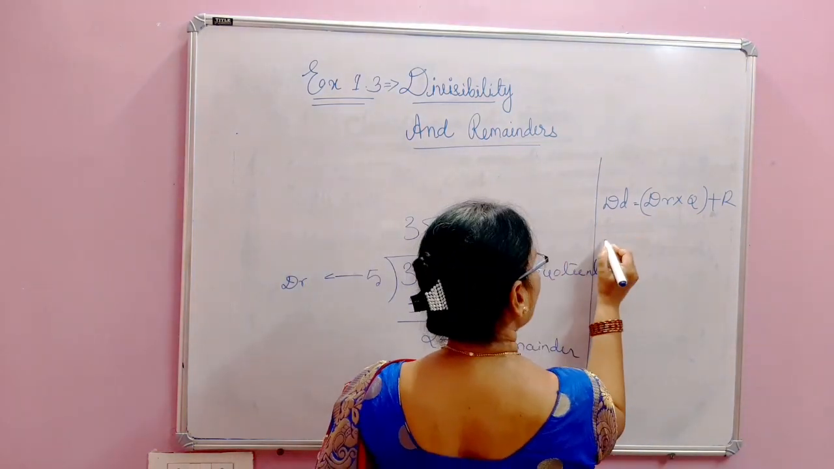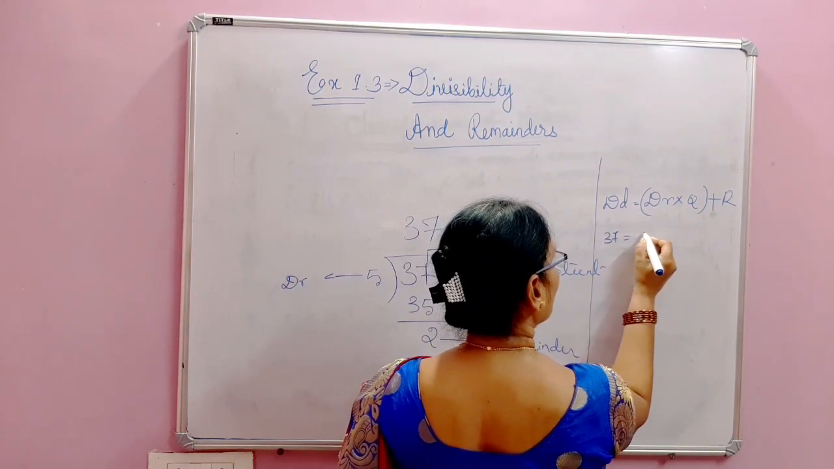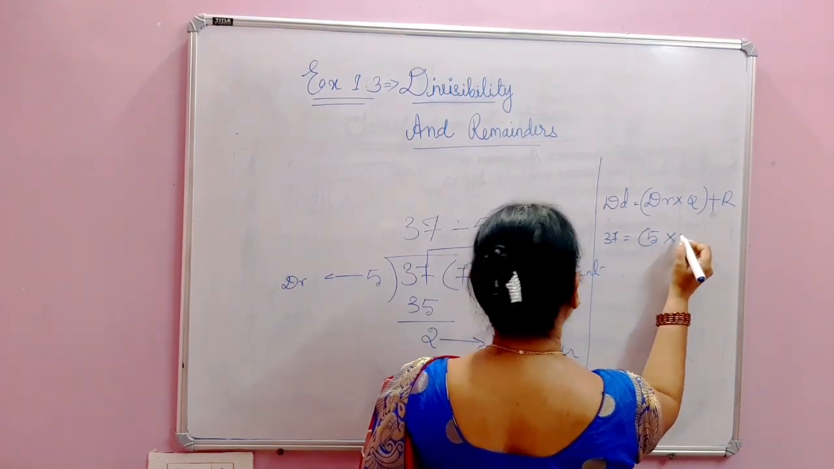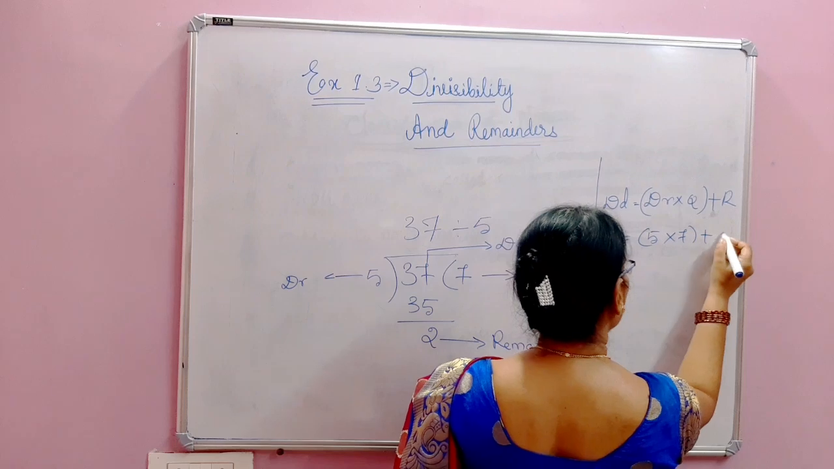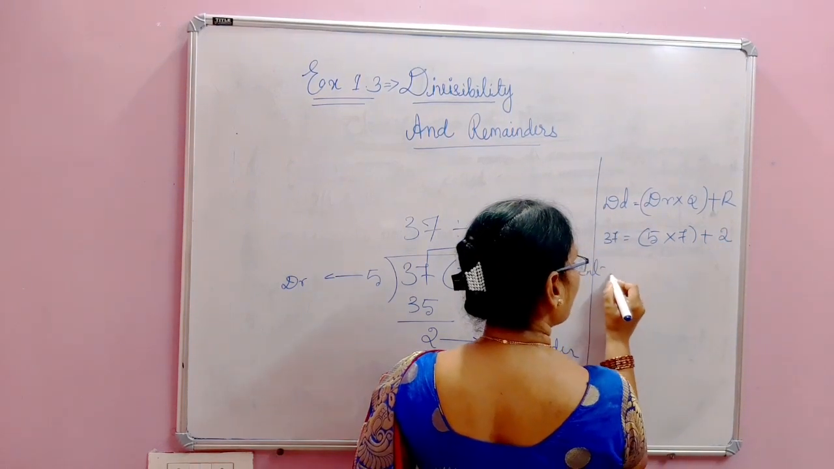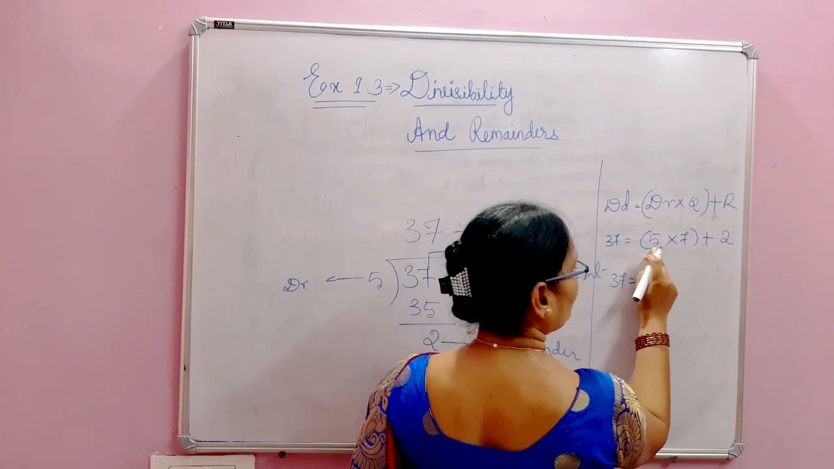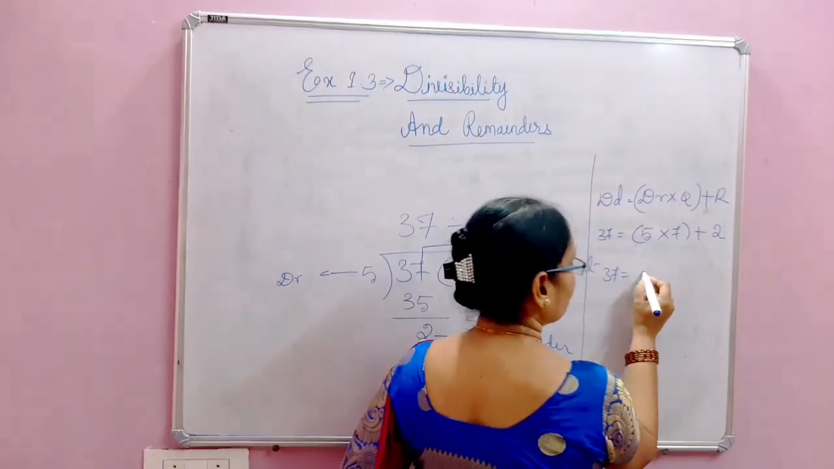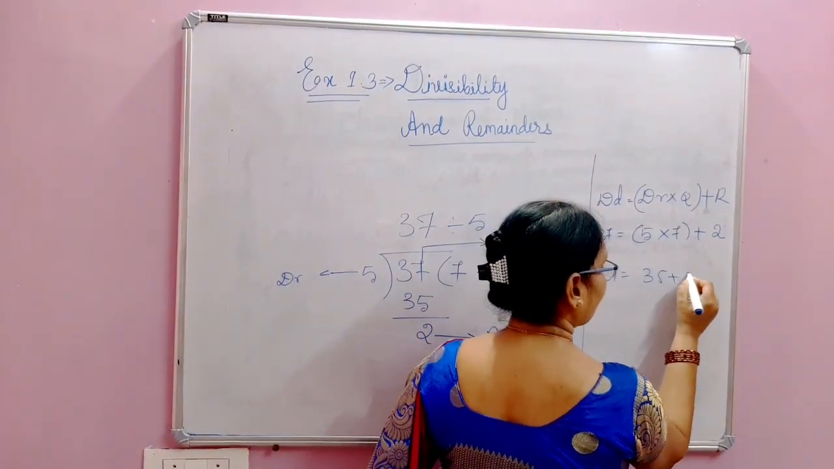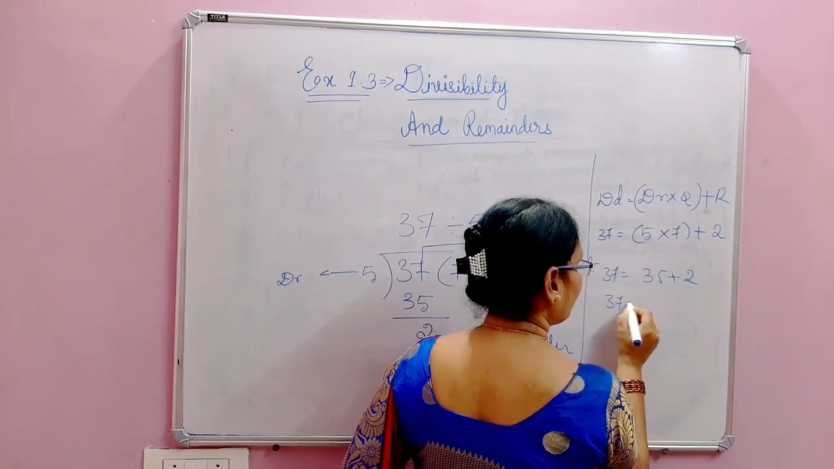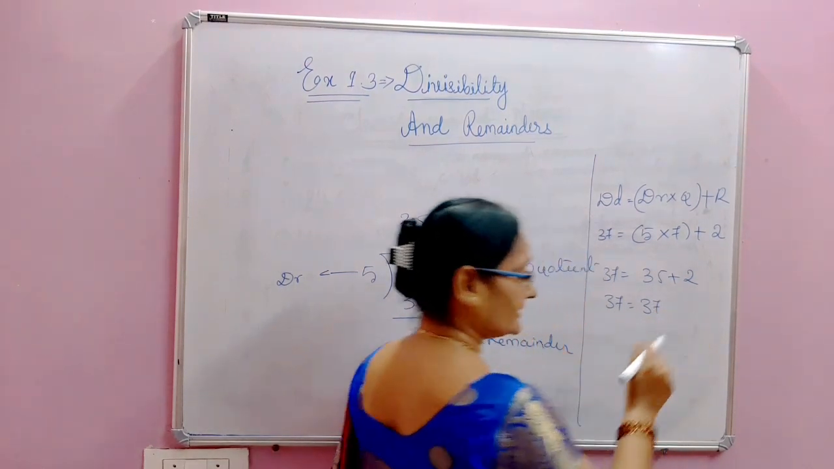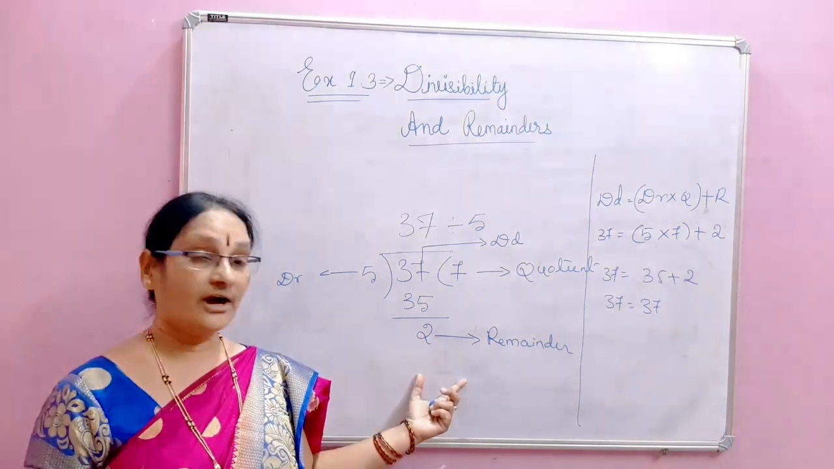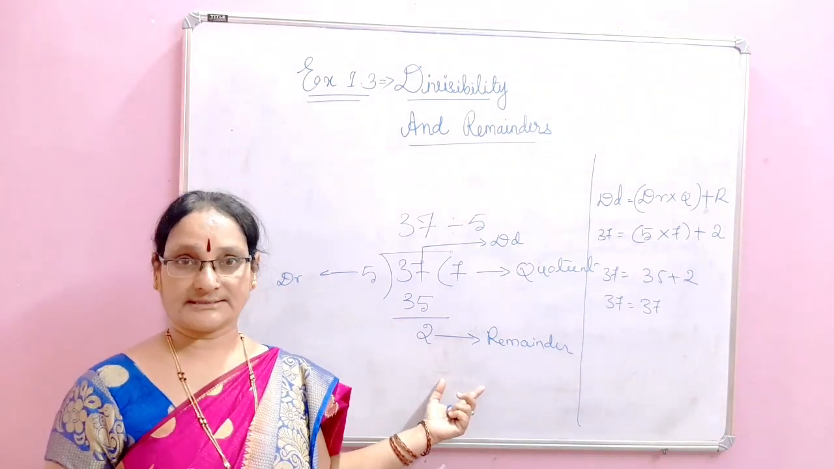What is the dividend here? 37 is equal to, what is the divisor? 5. What is the quotient? 7, plus what is the remainder? 2. You see here, 37 is equal to 5 sevens are 35, 35 plus 2 is 37. 37 is equal to 37. This is the concept of divisibility which you have learnt in the smaller classes.